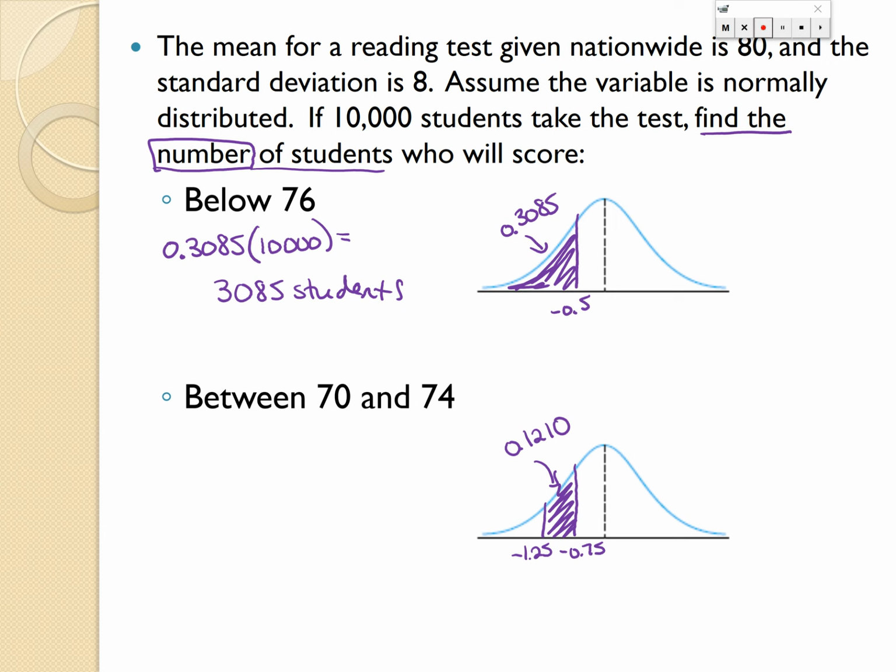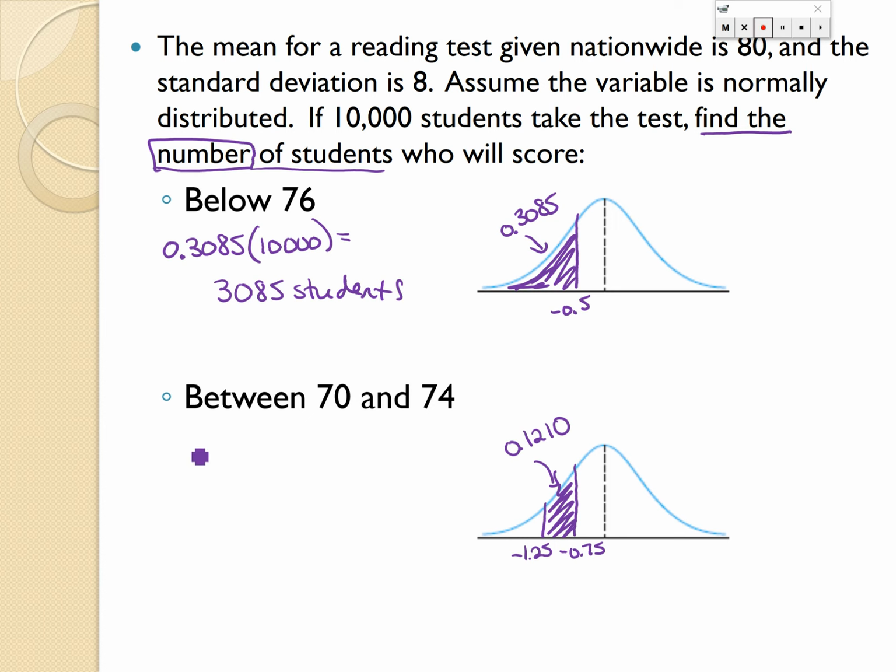So the big thing is, a lot of the process is going to be the same for these questions. You're going to change to z-values, you're going to find your area. From there, though, you have to make sure you've answered the question. Am I looking for a probability? Am I asked for a percent? Or am I asked for the number of people, or the number of light bulbs, or the number of cell phones, whatever you're dealing with? So you have to make sure you've answered the question completely.